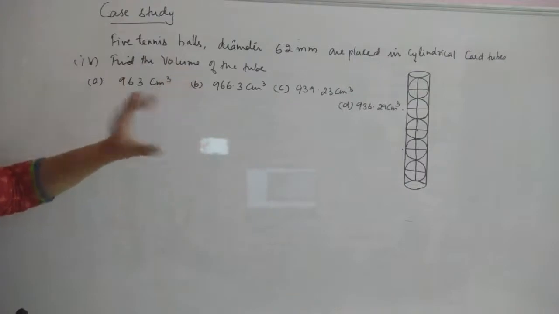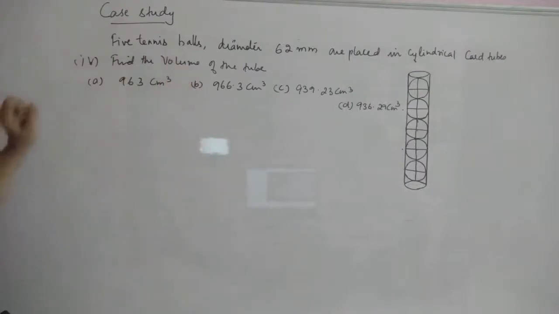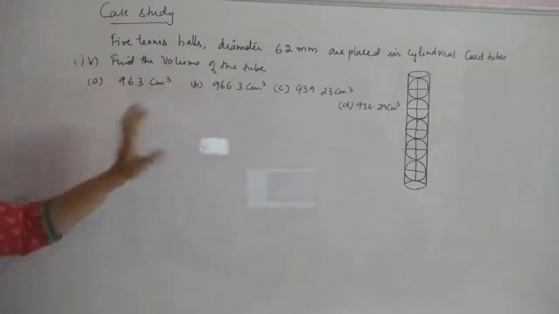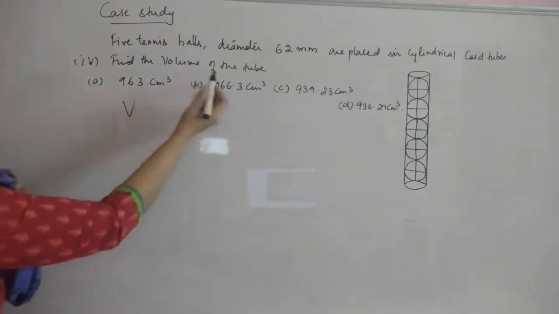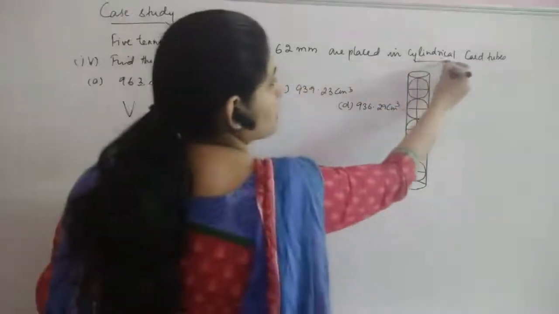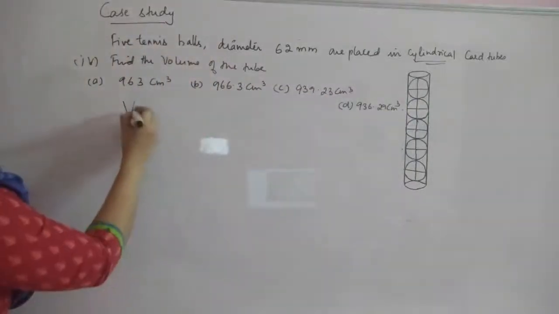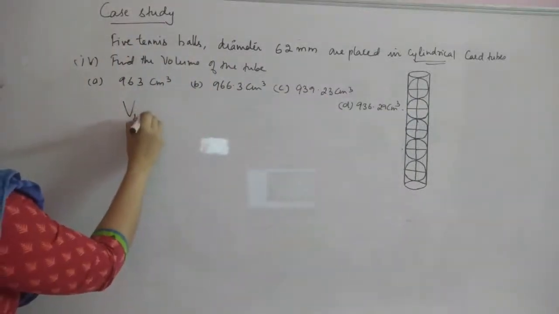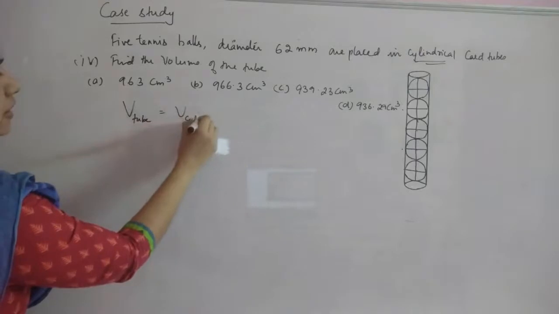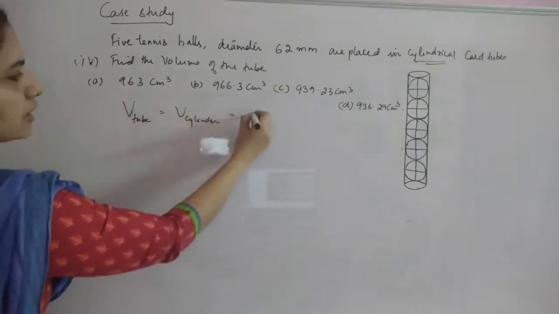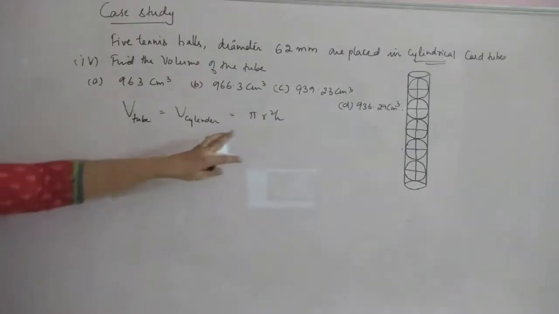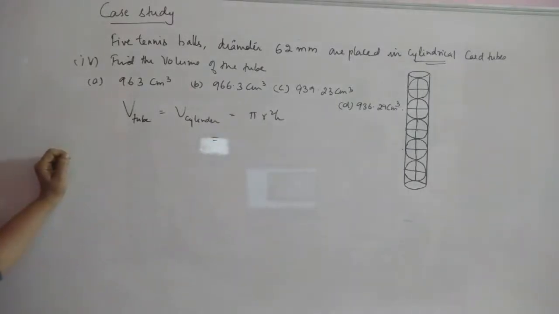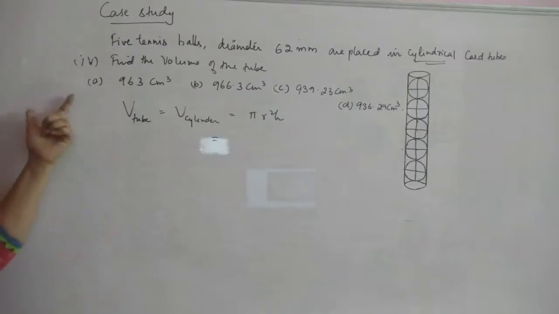Next question is, find the volume of the tube. The total tube's volume you have to get, and you have been given 4 options. How will you find out the volume of the tube? The tube is of cylindrical shape. So the volume of the tube is equal to the volume of the cylinder, which is pi r square h. Now you have to use the radius. Radius will be the same for both. So the radius is 31 mm, which you have already found out.